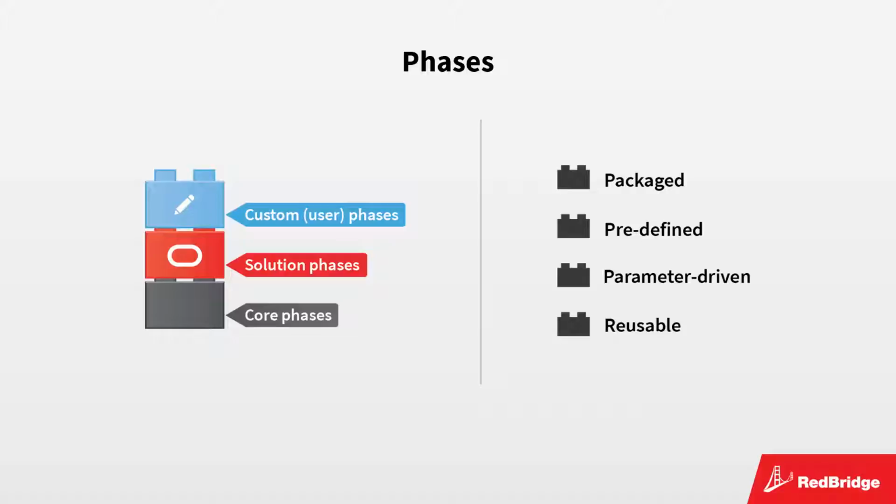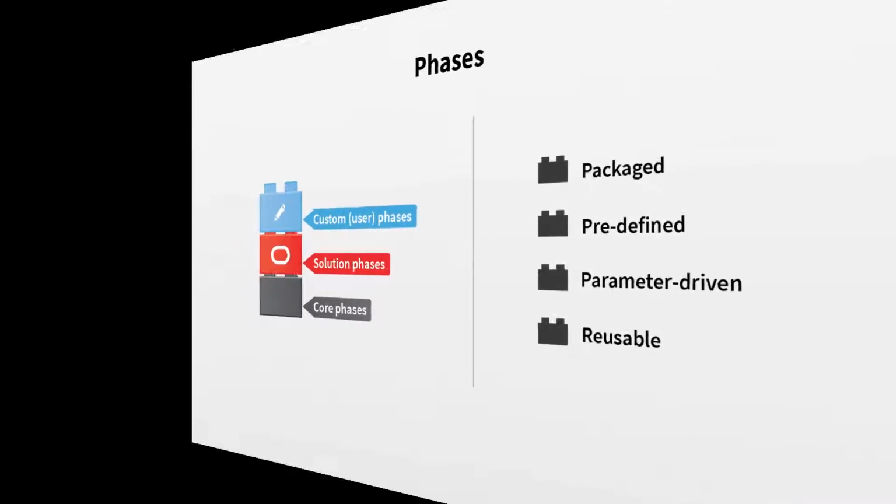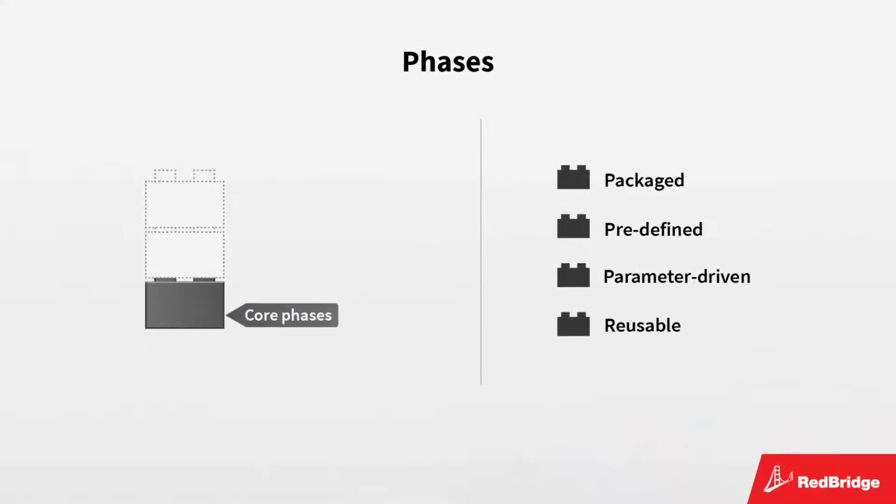We have 3 types of phases: core phases, solution phases, and custom phases. The IKAN ALM core functionality is performed by so-called core phases. Those phases cannot be altered nor deleted as they are an integral part of IKAN ALM.